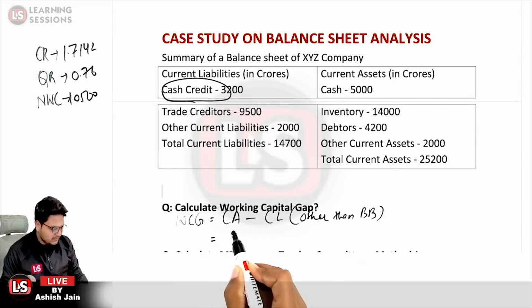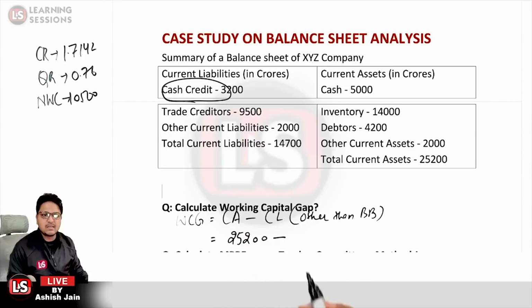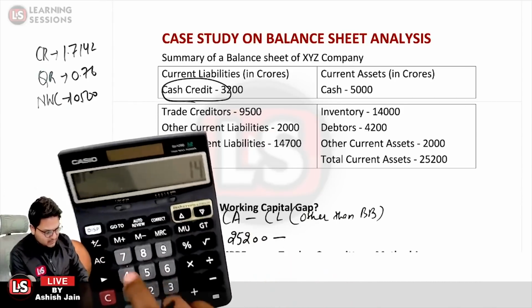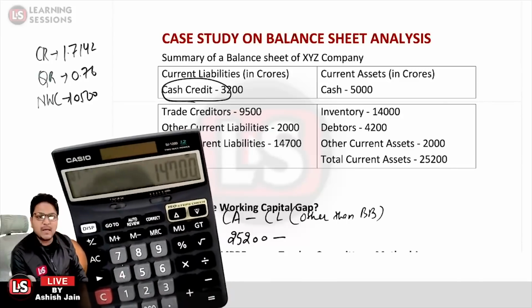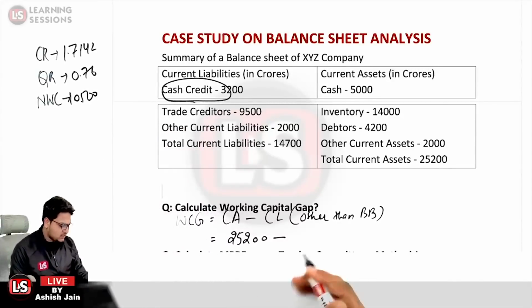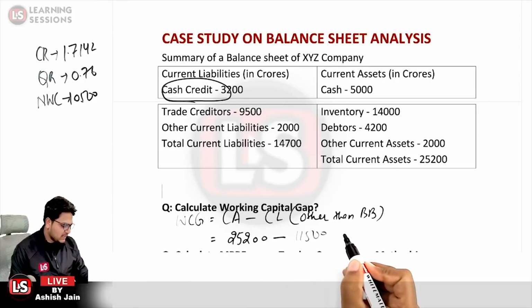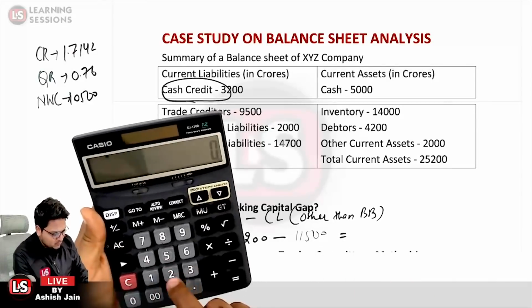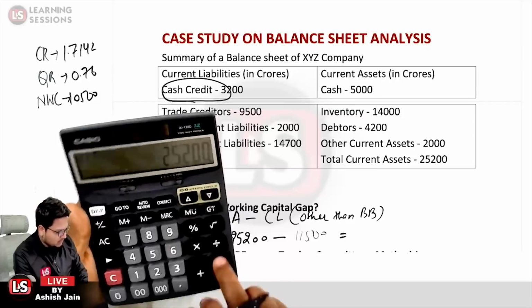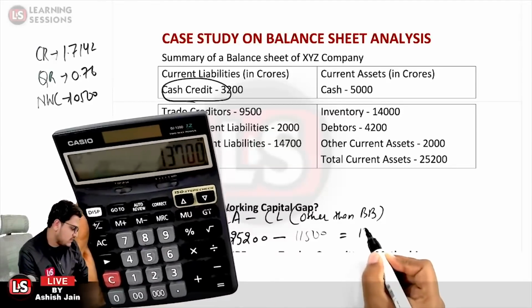So the current assets we are having 25,200, and further what is the finance part? It is 14,700 minus the 3,200, that is equal to 11,500. So that will be the working capital gap. That will be equal to 25,200 minus 11,500, that is equal to 13,700.